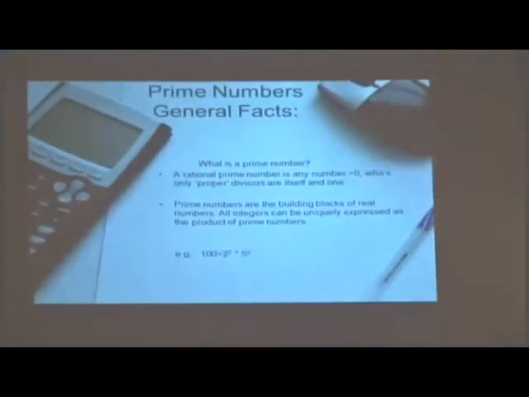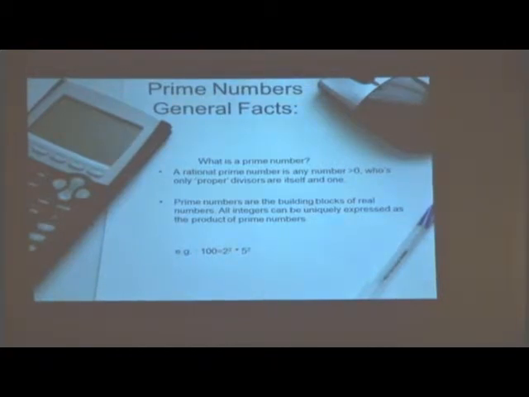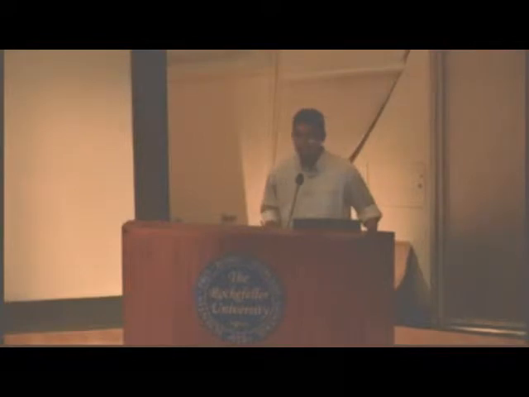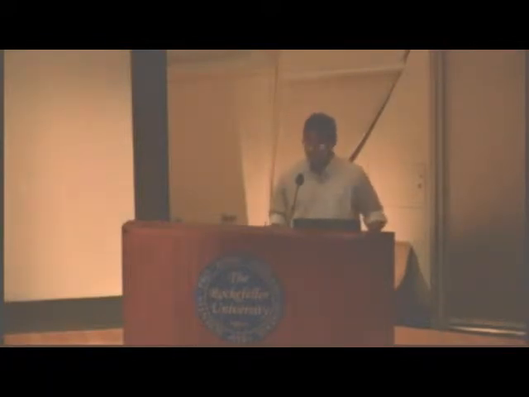So, first, we have to define, well, what is a prime number? A rational prime number is any number greater than 0 whose only proper divisors are itself and 1. Proper here meaning our quotient also belongs to the set of rational numbers. And prime numbers are also the building blocks of all integers. All integers can be uniquely expressed as the product of prime numbers. So, for example, 100 we can express as 2 squared times 5 squared, where 2 and 5 are our prime numbers. So, knowing this, several questions naturally arise.